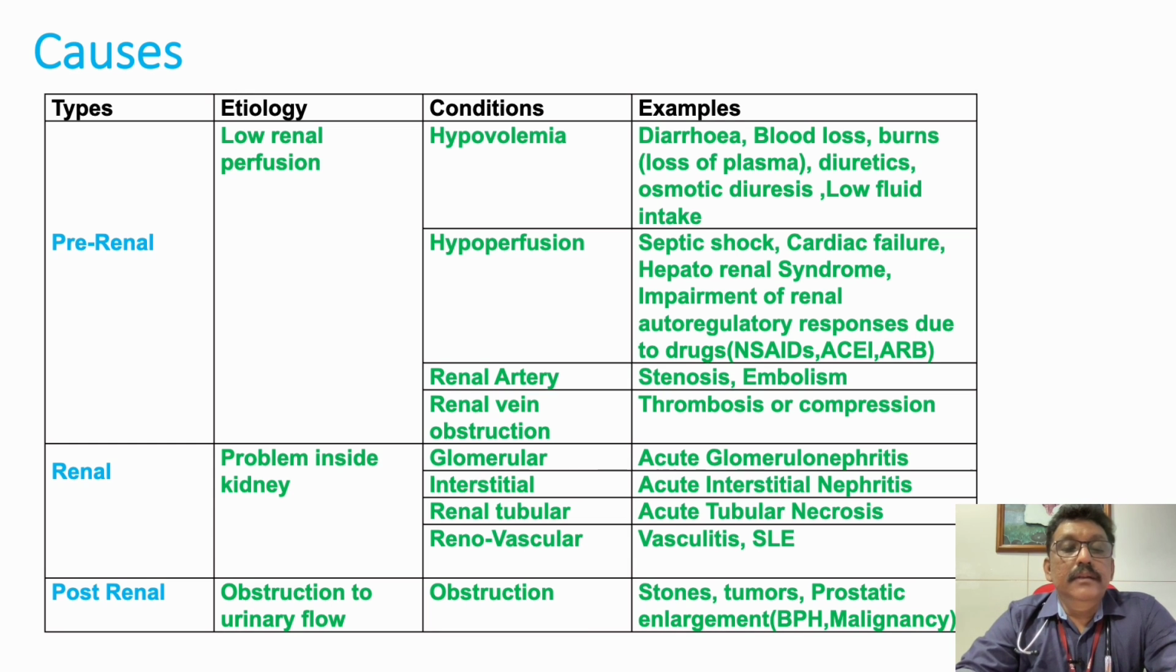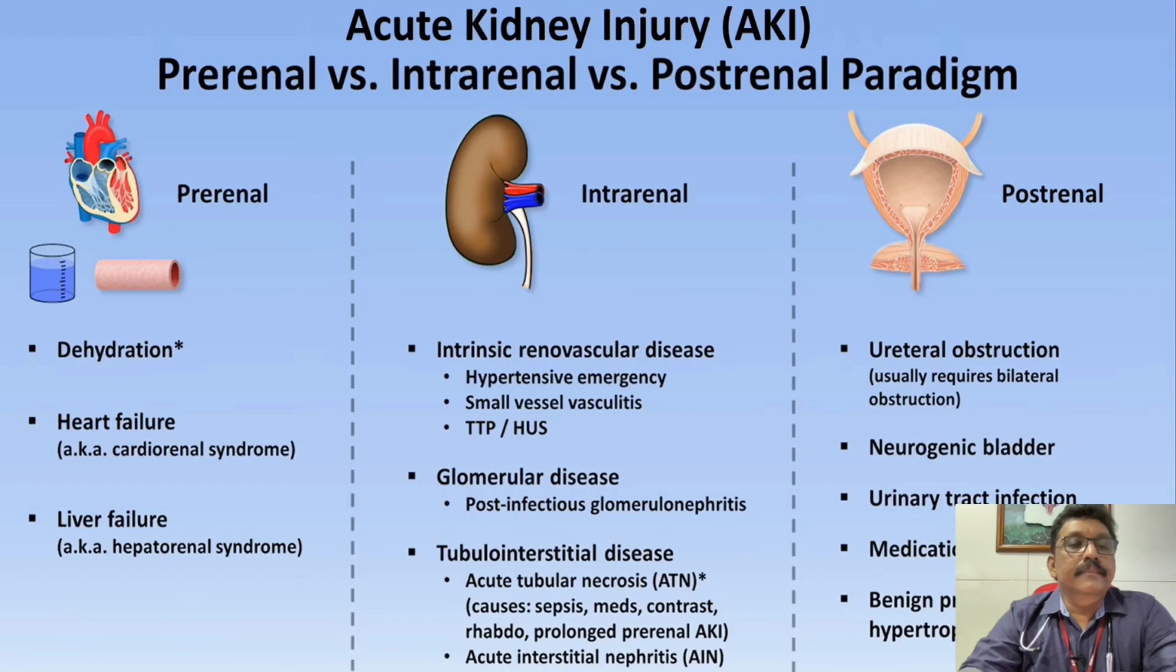Now post-renal causes are mainly obstructive lesions: stones, tumors, prostate enlargement like benign prostatic hypertrophy, and malignancy. All these things can produce obstruction to urinary flow, and that in turn produces damage to the kidneys like hydronephrosis, scarring, then renal failure. Acutely it can present as acute shutdown of urinary output, and it can lead to obstructive uropathy.